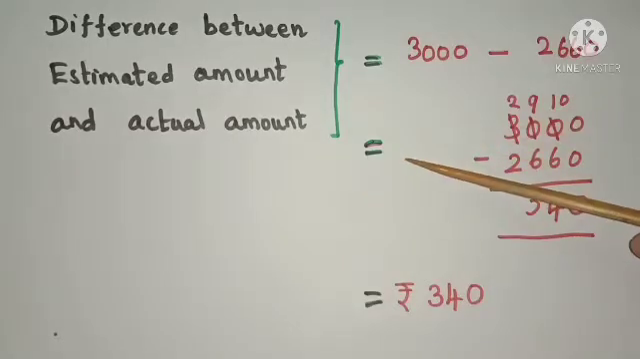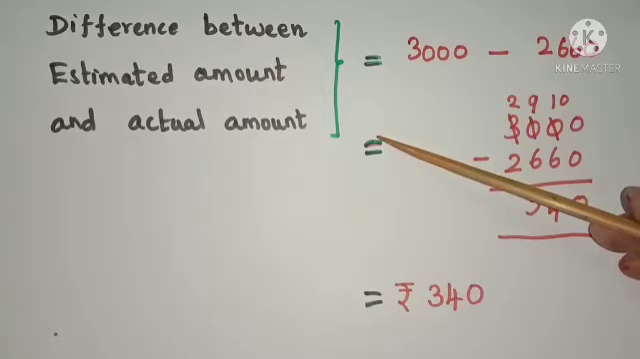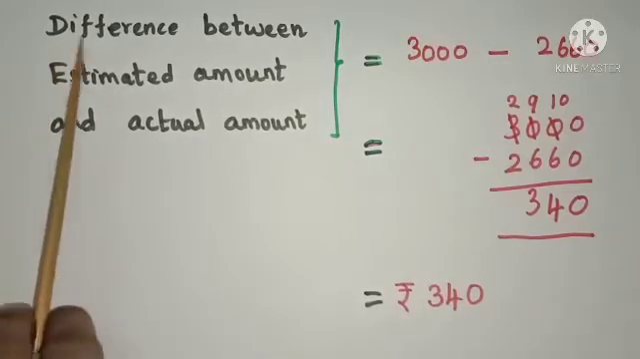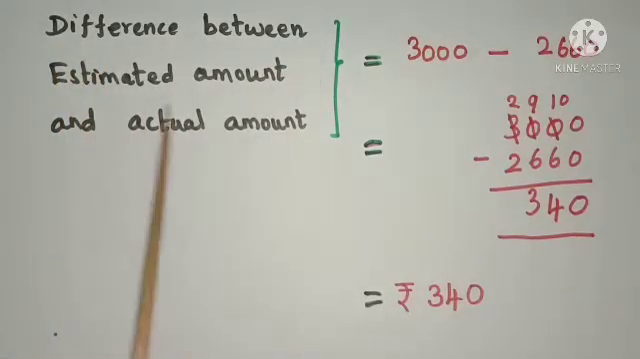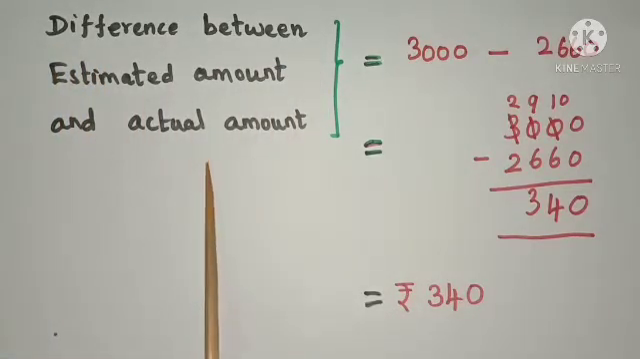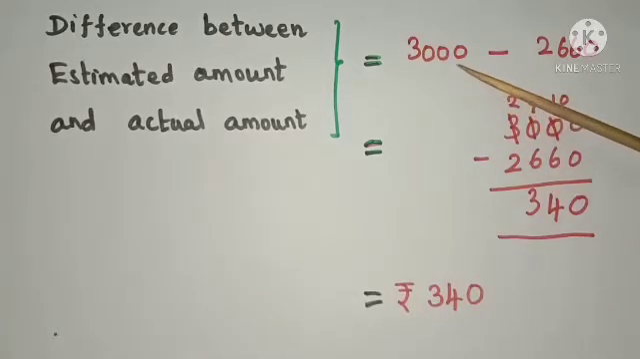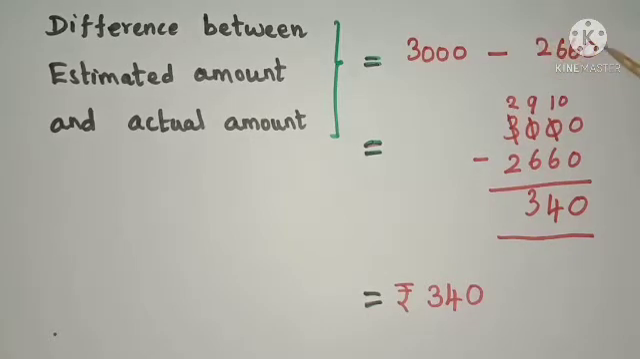Children, now let us find out how much the estimated amount differs from the actual amount. To find that, let us take the difference between the estimated amount and the actual amount. We know that 3000 is the estimated amount and 2660 is the actual amount. When we take the difference, that is, we subtract the actual amount from the estimated amount, we get 340.